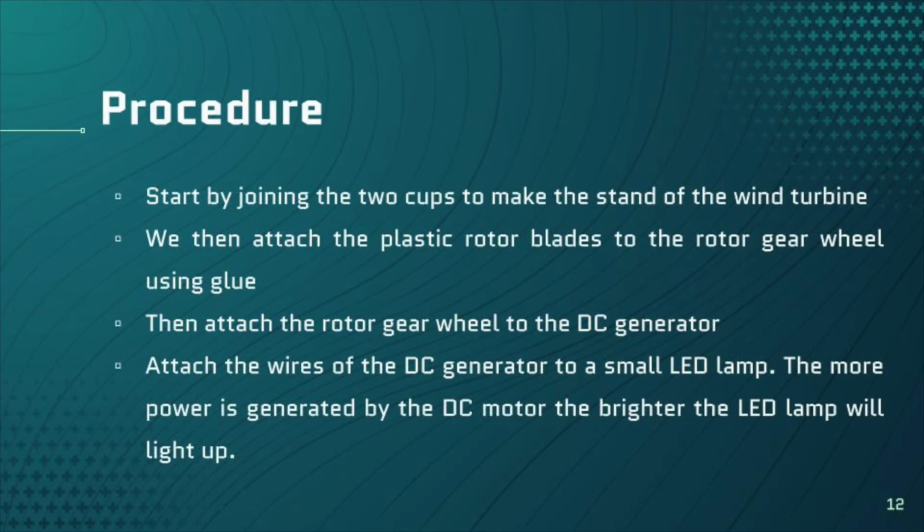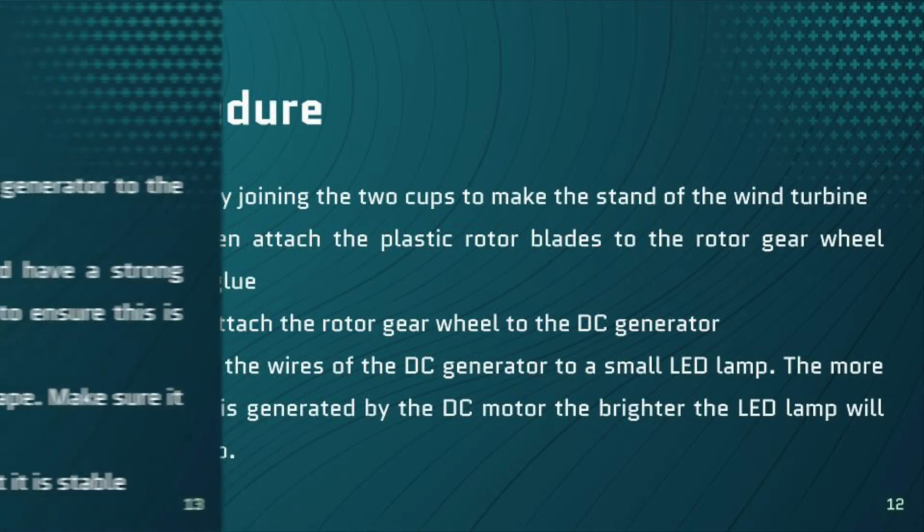The procedure for this experiment. Start by joining the two cups to make the stand of the wind turbine. We then attach the plastic rotor blades to the rotor gear wheel using glue. Then attach the rotor gear wheel to the DC generator. Attach the wires of the DC generator to a small LED lamp. The more power is generated by the DC motor, the brighter the LED lamp will light up.